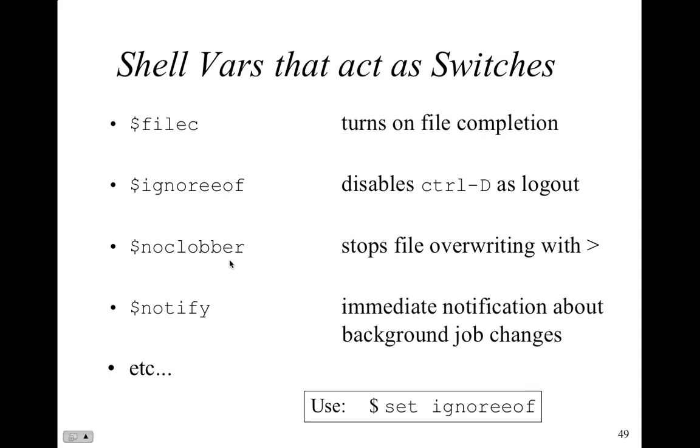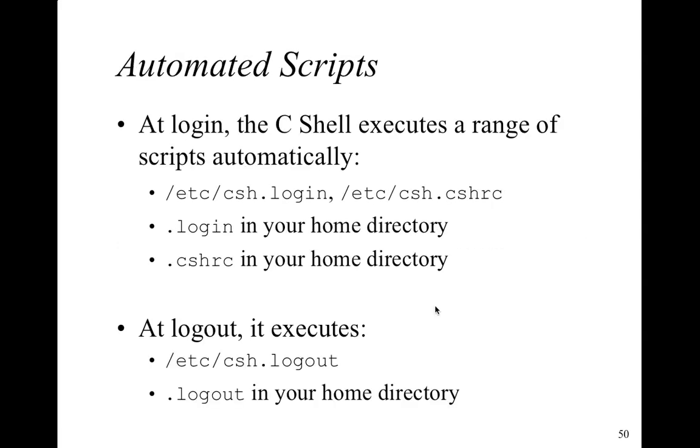Noclobber stops file overwriting, which is used a lot actually with the directional I/O. This is, you know, don't clobber it. It's just kind of interesting because a lot of these words for things come from a very grassroots kind of Unix programmer mentality. When you clobber something, you're overwriting it, you're getting rid of it, so don't clobber it. Notify, immediately notify, notifications about the background job process. Actually, you can add nice to this too. Nice makes a process run at a lower priority.